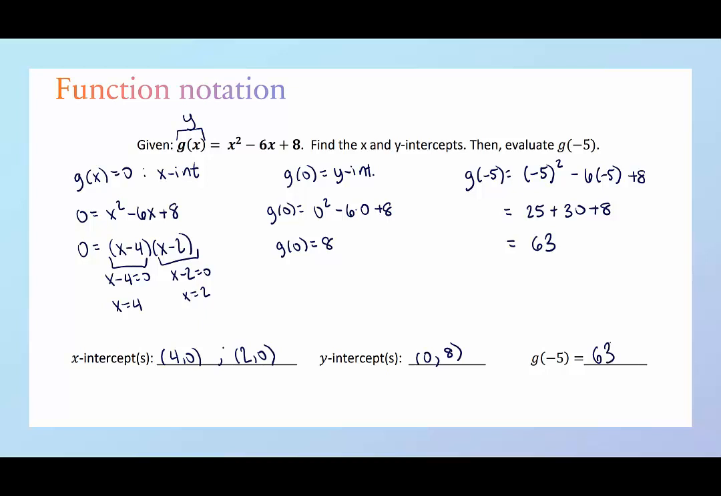This has been an example of function notation, finding the intercepts of a quadratic function and evaluating at a specific point. Thank you for stopping by.